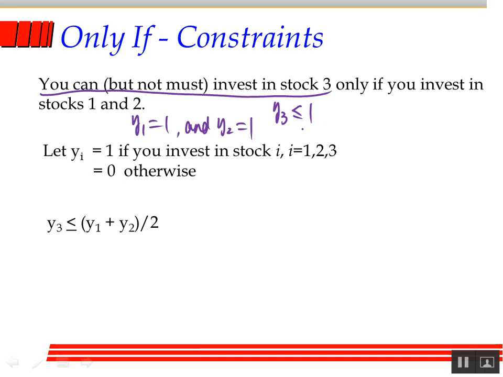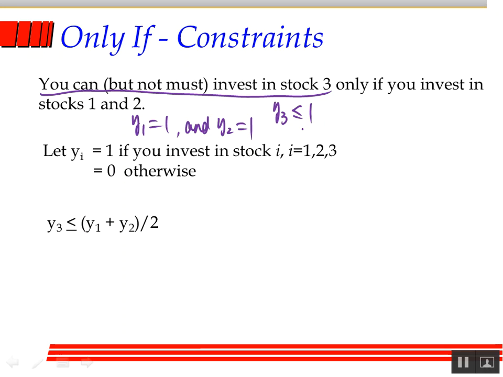So if y1 and y2 both are 1, then it's 1 plus 1, which is 2. 2 divided by 2 is 1. So if you invest in stocks 1 and 2, the right hand side is 1. So y3 less than or equal to 1 means you can invest in stock 3, but you don't have to. Right? y3 less than or equal to 1 means it can be 1, even 0. You can, but you don't have to.